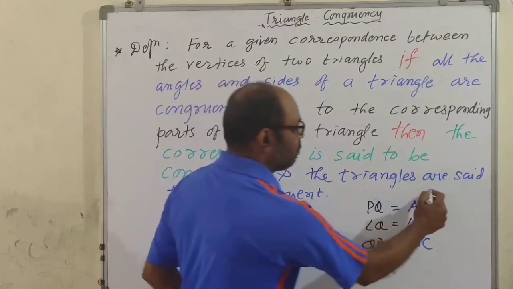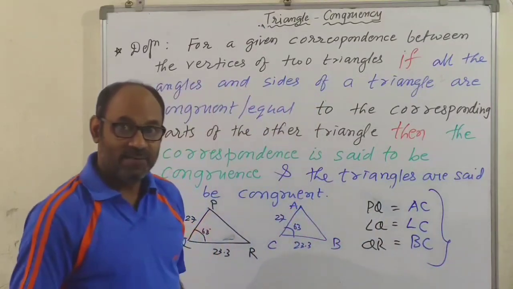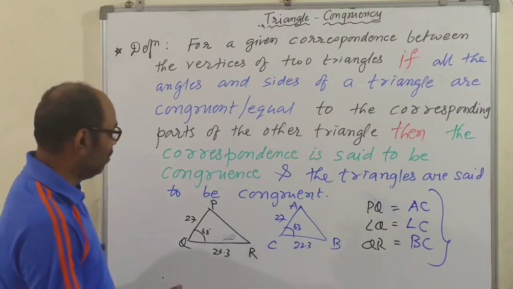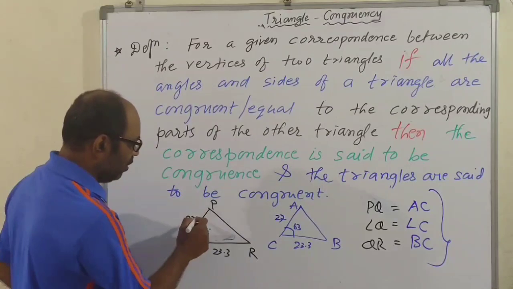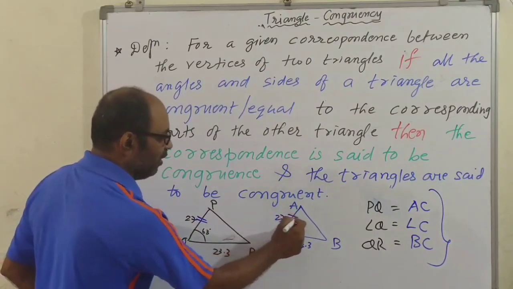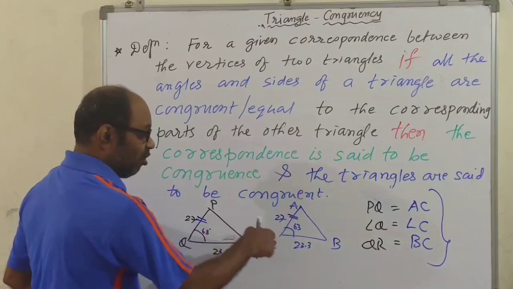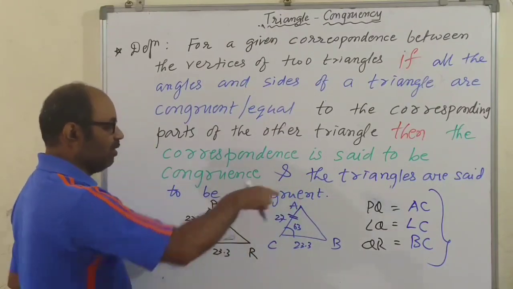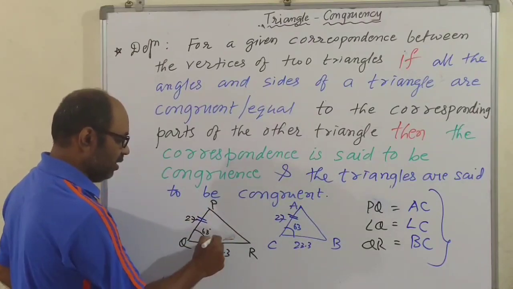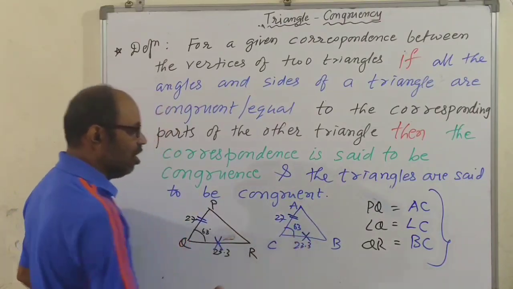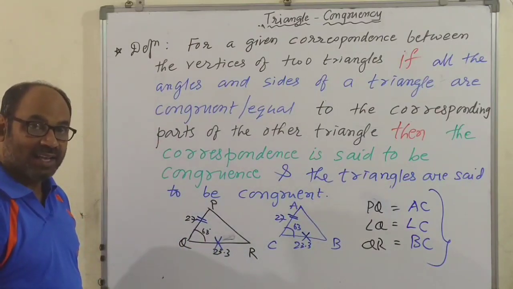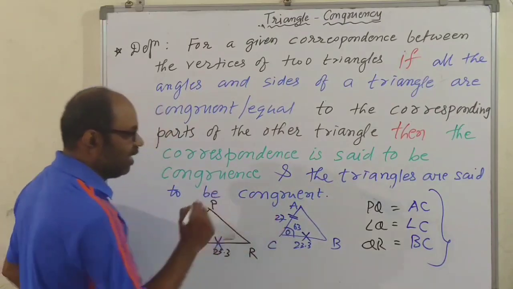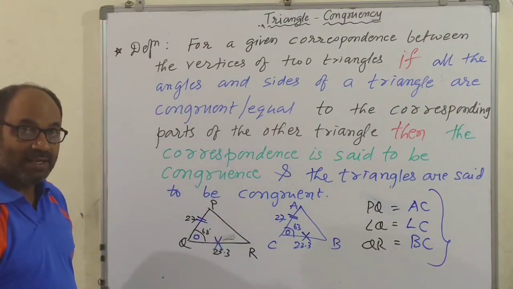So instead of having 6 pairs, I am having only 3 corresponding congruent parts. And what is the order? Look here, I am putting symbols here. PQ is equal to AC. These 2 cut marks show PQ is equal to AC. QR is equal to BC. And this angle Q is equal to angle C.